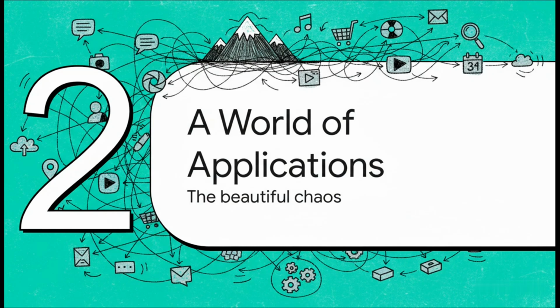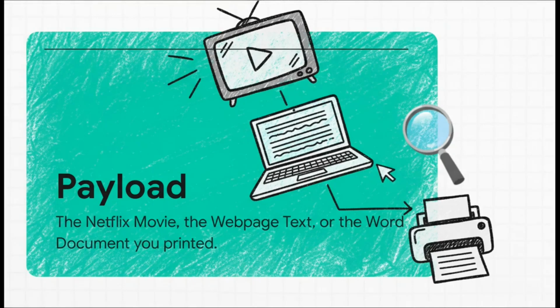And here we are. We've made it to the summit, and the view is amazing. It's a whole world filled with every app we use. But this view also reveals a massive challenge. It's kind of beautiful chaos. See, up here at the top, our data finally becomes what we actually care about, the payload. It's not just abstract ones and zeros anymore. It's the good stuff. It's the Netflix movie streaming on your TV, it's the words on the web page you're reading right now, or the document you're about to print. This is the payoff for that entire climb.